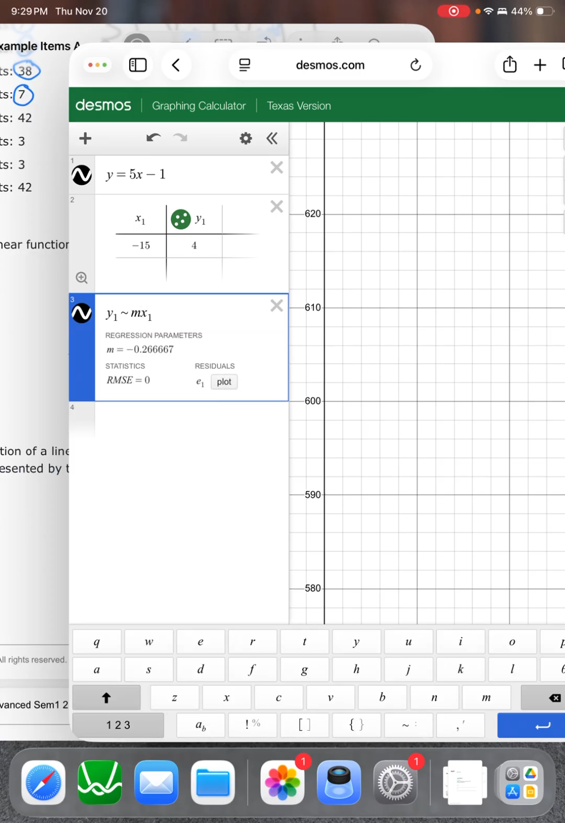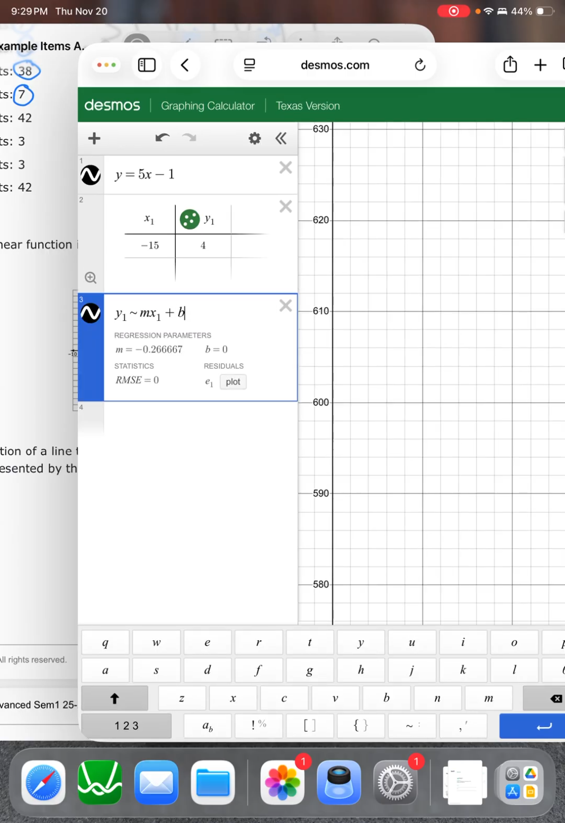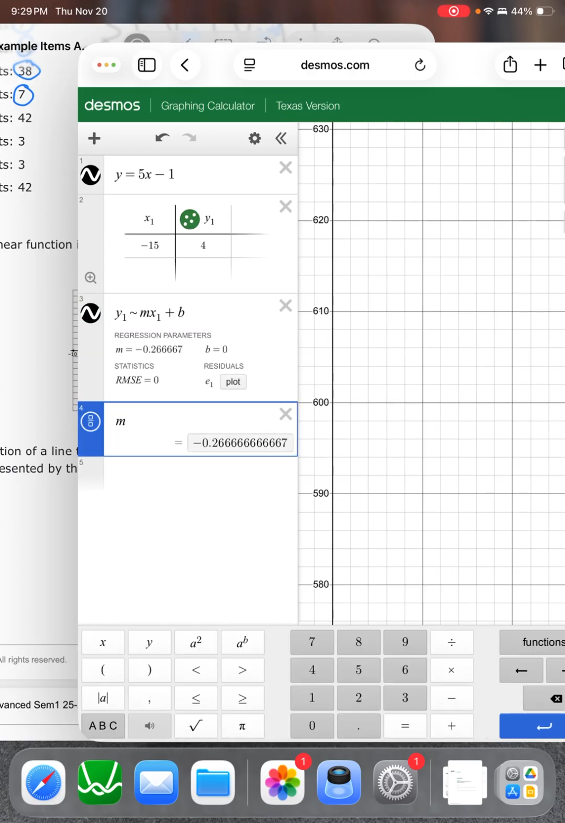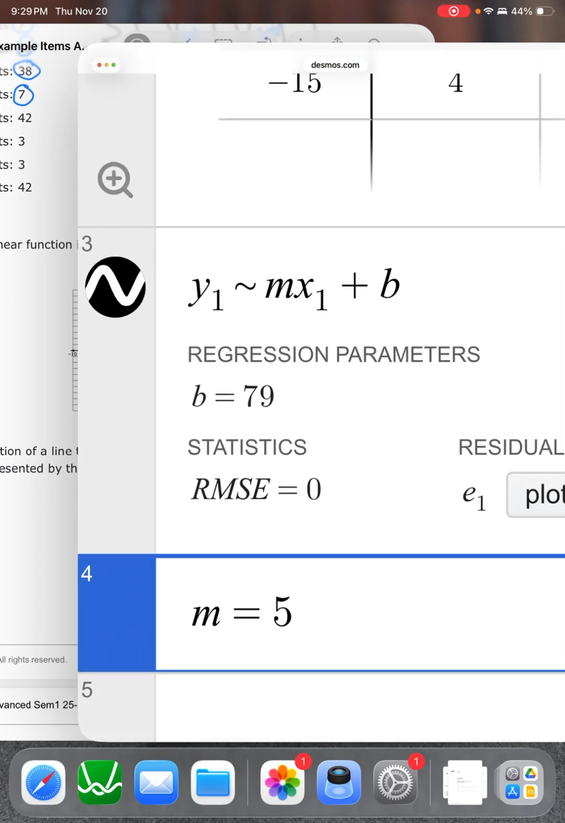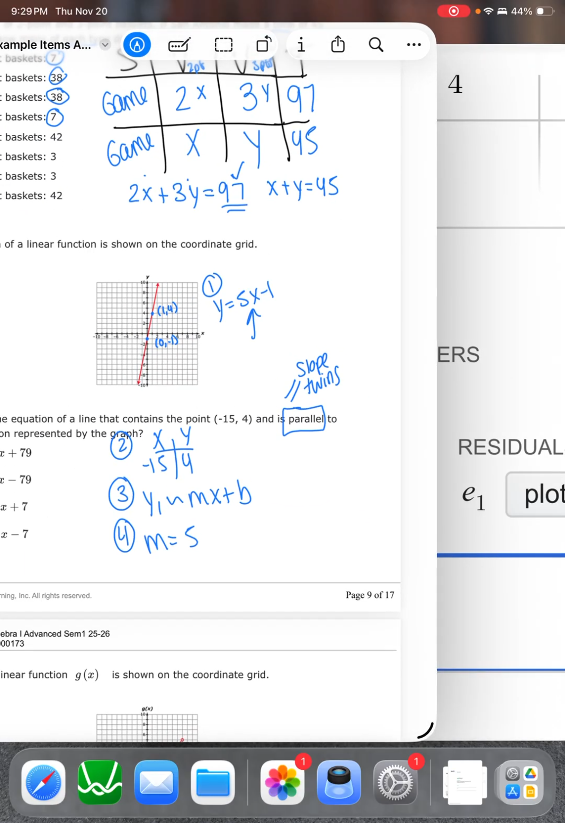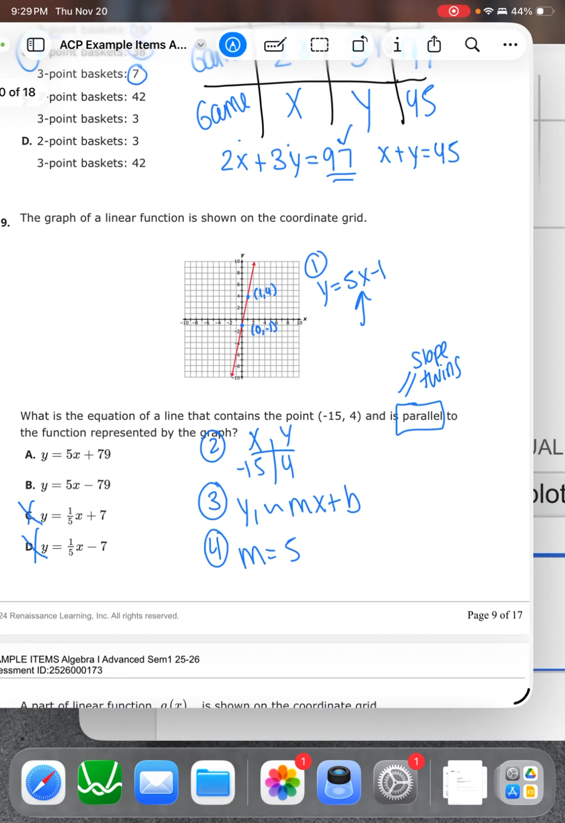And then step 4 is to enter in our parallel slope, which is the most important part. Don't forget to add in your slope, which is 5. And I get my y-intercept is positive 79. So going back to our problem here, I can see that A is my correct answer.